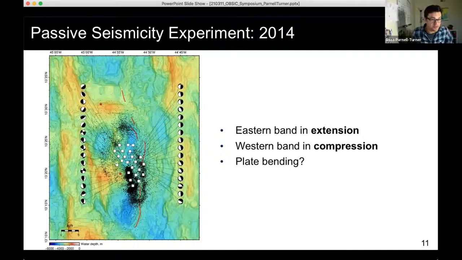The most interesting result of this experiment, arguably, was not only those two bands, but also the focal mechanisms. I'm not going to spend too much time on this, but these two bands have very distinct first motion focal mechanisms. Typically the eastern band shows quite steeply dipping, between 60 and 70 degrees, normal faulting. The western band is much more of a mixed bag, but there's quite a bit of evidence of compression or reverse faulting on the footwall side.